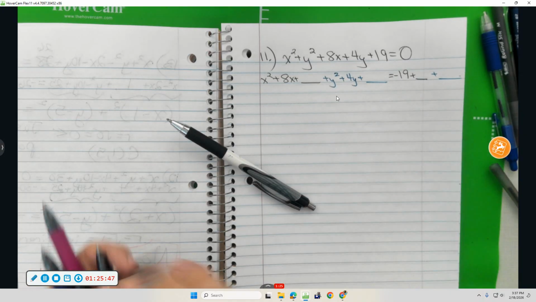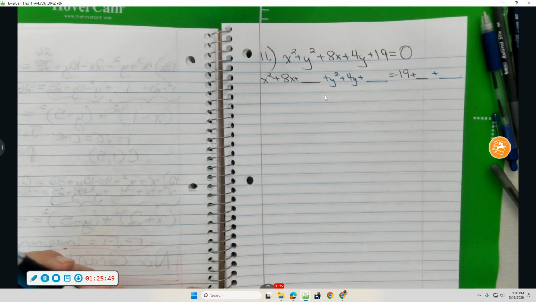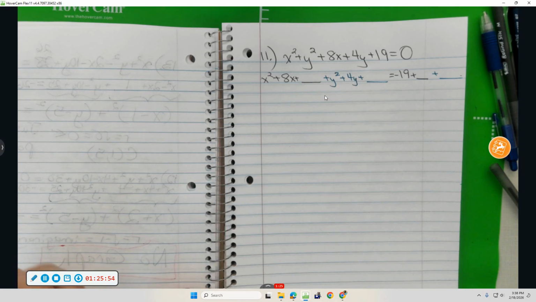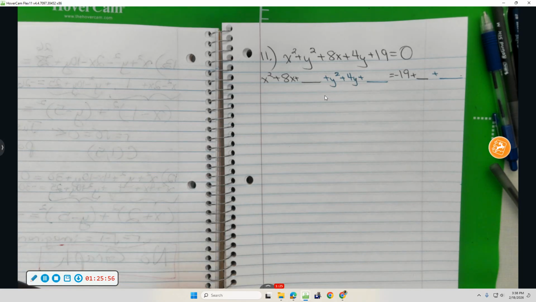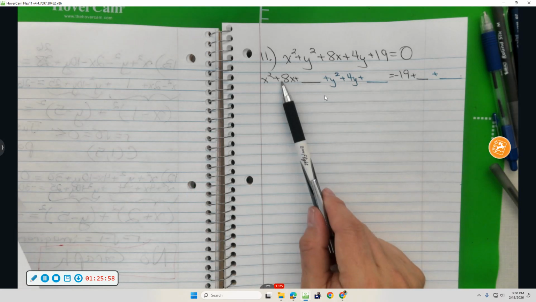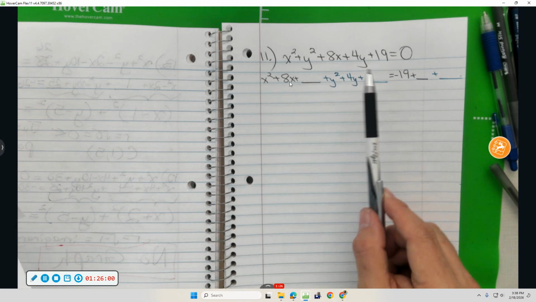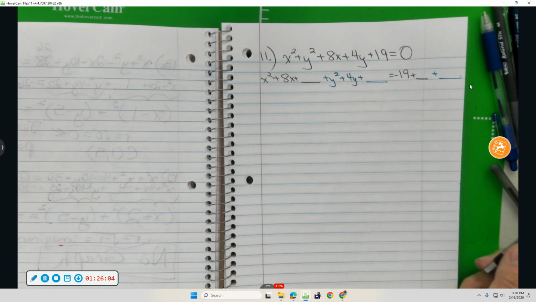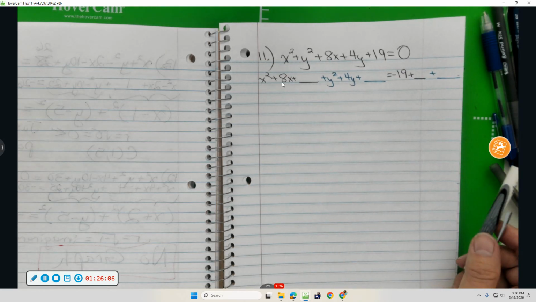Now, once you know how to do this, you can read that little recipe and it makes more sense. Okay, so we've rearranged. So group the X terms together, Y terms together. We isolated the constant on the right-hand side. What do we do next?